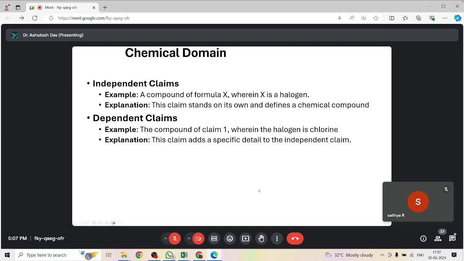Chemical domain. A compound of formula X, wherein X is a halogen. Halogen means, say you are studying any one of the halogens, but you are covering the entire halogen group. Now I say the compound of claim 1, where the halogen is chlorine. See, so you are specifying in your dependent claim. And if you are putting the last Jepson claim, in that case you can put where the halogen can be any combination of X, Y, Z, chlorine, bromine, adding like this, right? It is possible.